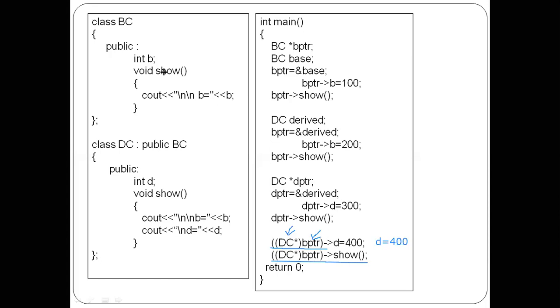So it will display b is equal to, what is the previous value for b? It is 200. And what is the new value for d? It is 400. Yes, that's clear. So I will execute this code. You just tell me. I'll show you the code.